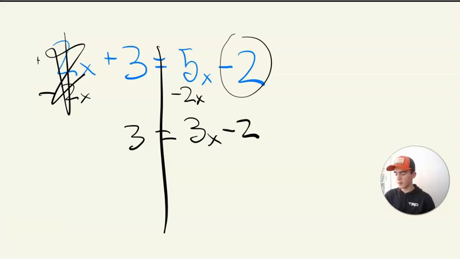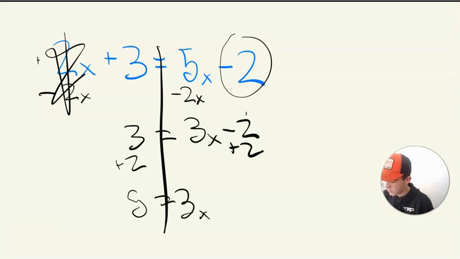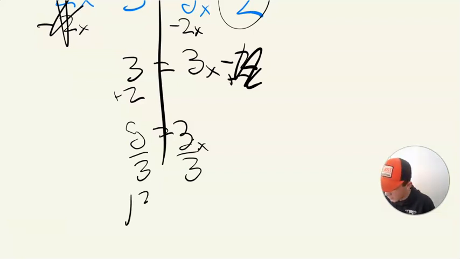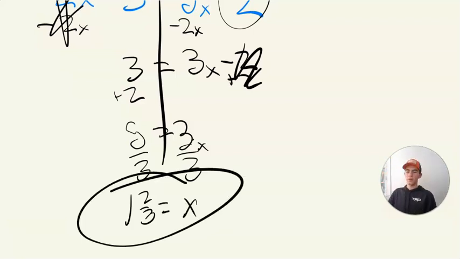Okay? Now you've got the variables and their coefficients on the same side. Now you just got to get the numbers on their side. So you go plus 2 and plus 2, and you get 5 equals 3x. So those are gone. Now you got to get the variable all by itself. This is times, so you divide by 3 and divide by 3. And that gets you 1 and 2/3 equals x. And that is one of our most basic problems.